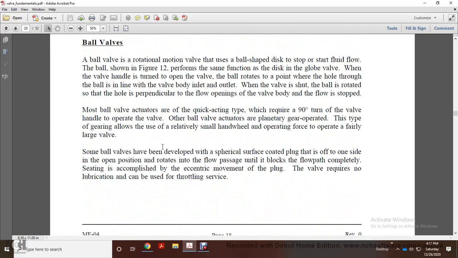Your ball valve. The ball valve is a rotational motion valve that uses a ball-shaped disc to start and stop fluid flow. The ball, shown in figure 12, performs the same function as the disc of the globe valve.